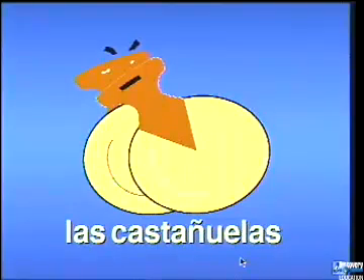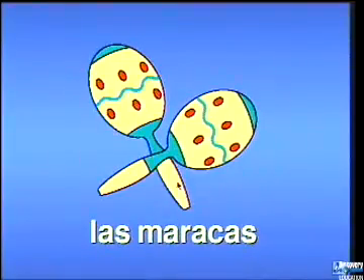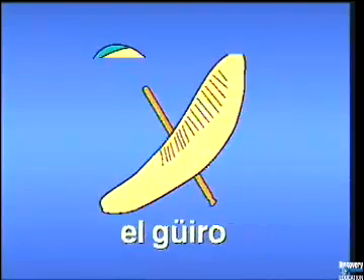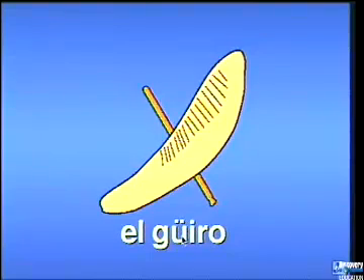And otro ejemplo es las maracas. Las maracas. Okay. And the last one is this one. It's called el güiro. And you see this has the 2 dots over the U. And you take that stick and you kind of rough it up and down the little ridges there. El güiro es un instrumento de percusión.